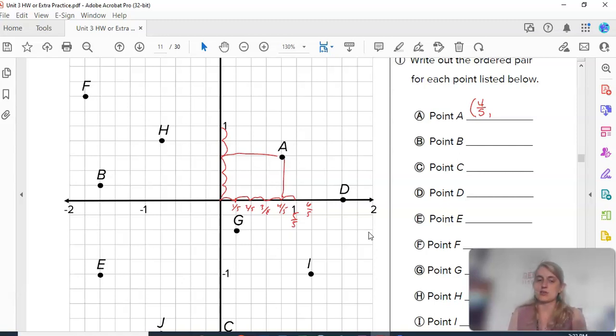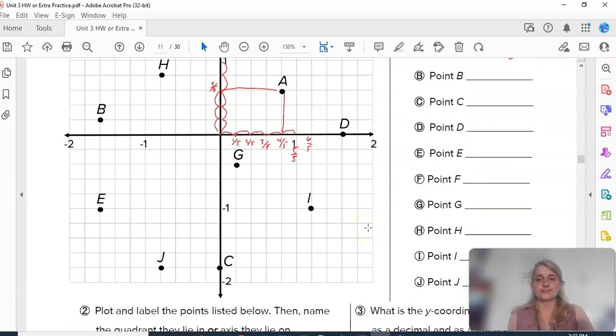I don't think I'll be giving you anything where they're different fractional amounts, but there are definitely times later in the year when I will give you graphs that are very different intervals on the x and the y-axis. So this is 1, 2, 3 out of the 5 that it takes to get to 1 whole. So this is 3/5. Close your parentheses. That's an ordered pair right there.